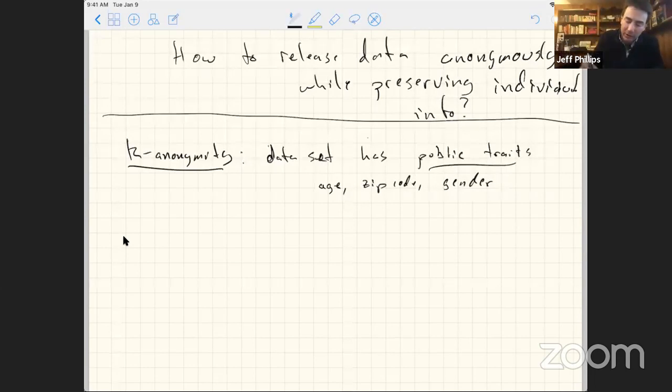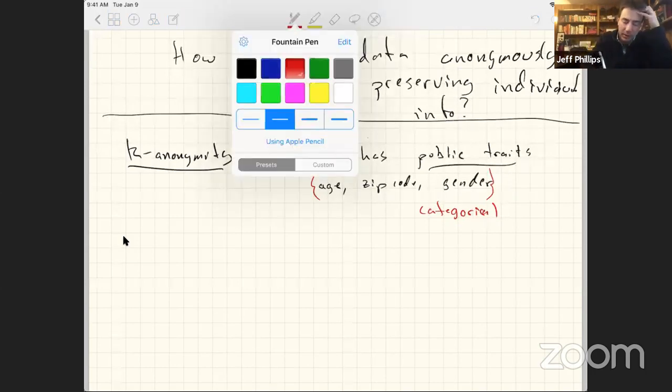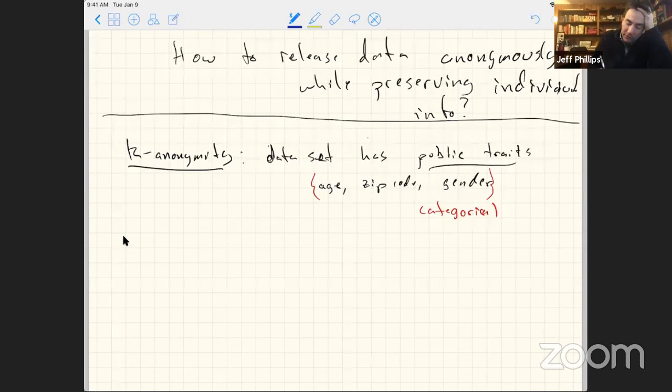So that's probably obvious from looking at me that I'm in this age bracket, right? So the idea was these traits are categorical. Each thing was placed into a bin. Age is in a bin. Zip code, there's a whole bunch of people with the same zip code. Gender, more or less, people are in these bins, and so it doesn't necessarily identify something specific.